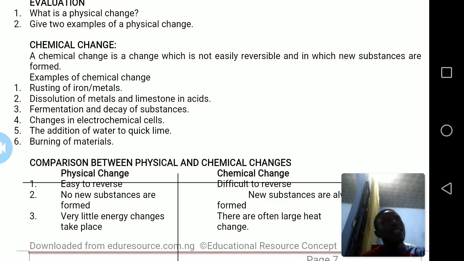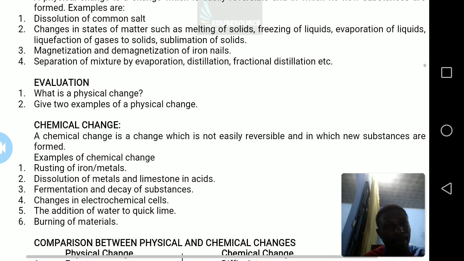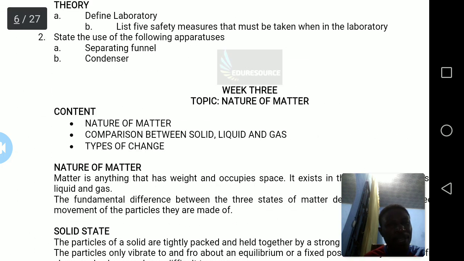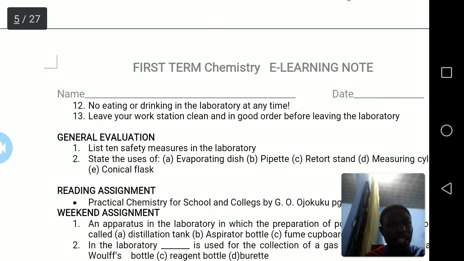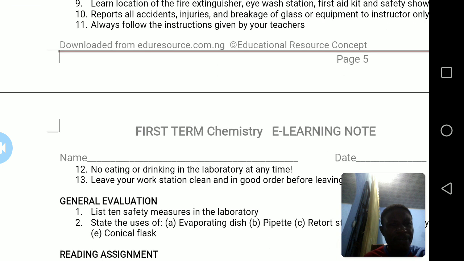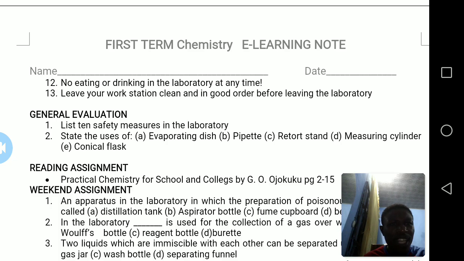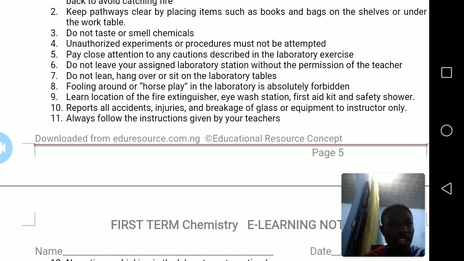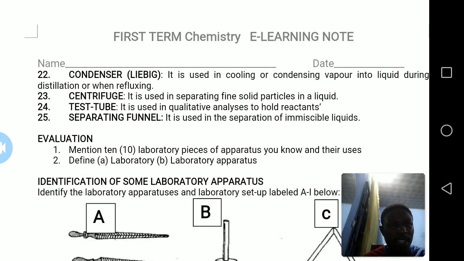I think I did that in the last class. There's a name. Let me check the name. Sorry, just hold on. It's a mixture that cannot be separated. Okay, just hold on. Let me check the name so I will tell you. I'm looking for it.